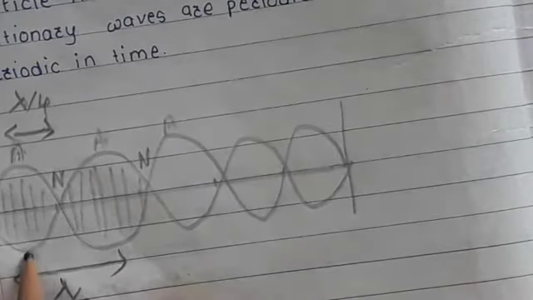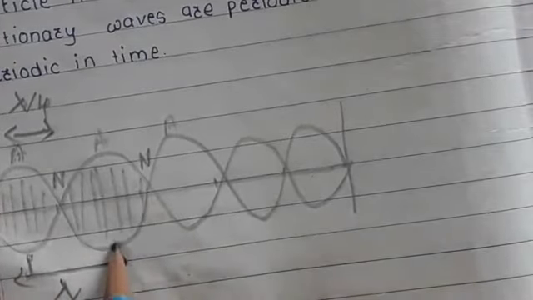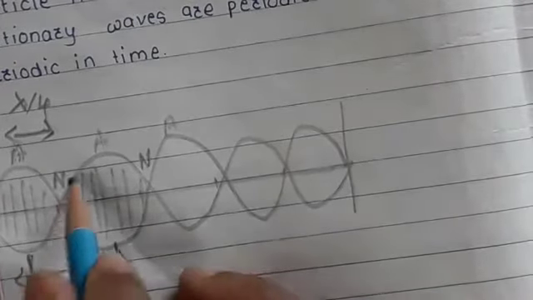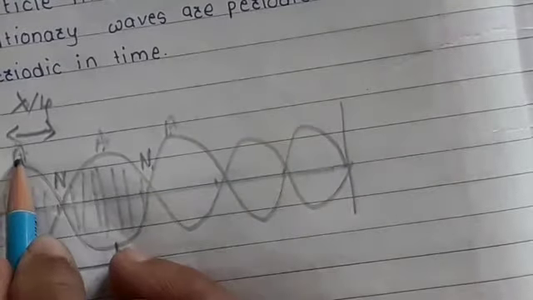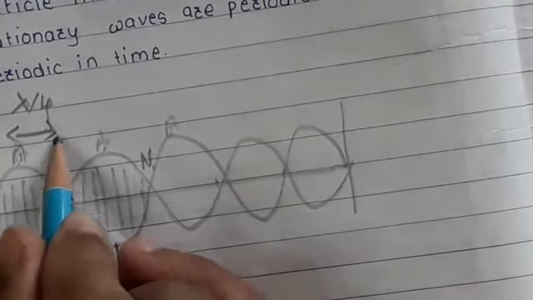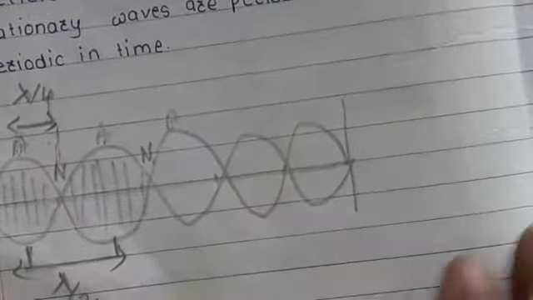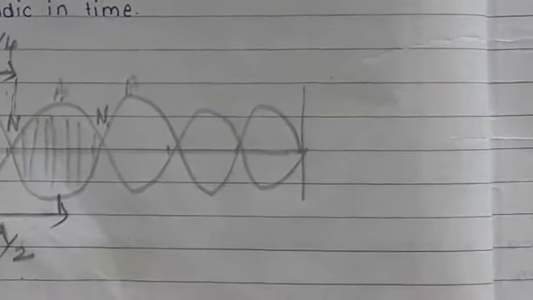This antinode to this antinode is equal to lambda by 2. Node to node, lambda by 2. Antinode to antinode, lambda by 2. But antinode to node is nothing but lambda by 4. You can remember this. Okay.